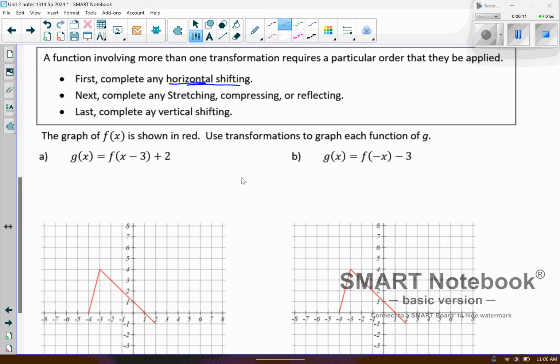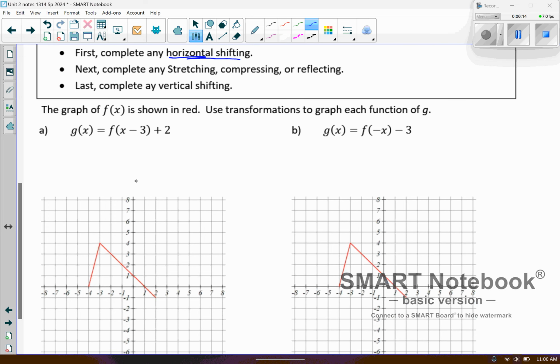On this first one right here, we have two transformations. This is the original f of x right here, and we're being asked to graph g of x. So g of x is equal to f of x minus 3, and then we have a plus 2 on the outside. Remember, first any horizontal shifting, and that's what we have right here with the x minus 3. That's actually going to cause us to shift not to the left, but to the right. We're going to go right 3. That minus 3 actually causes us to shift to the right 3. And then the plus 2 on the outside is going to cause us to go up 2.